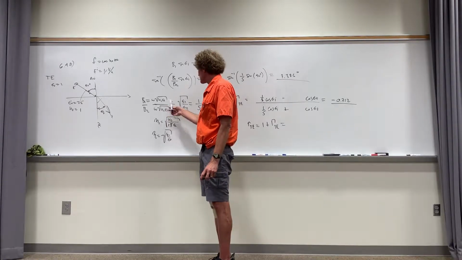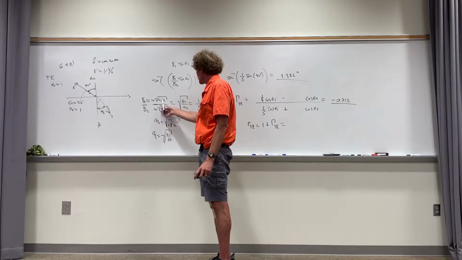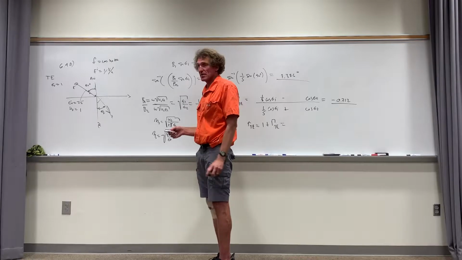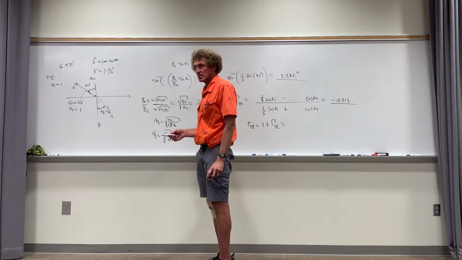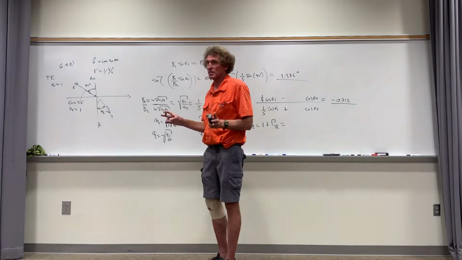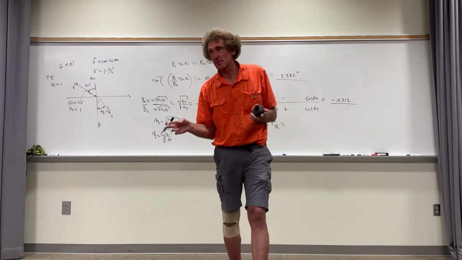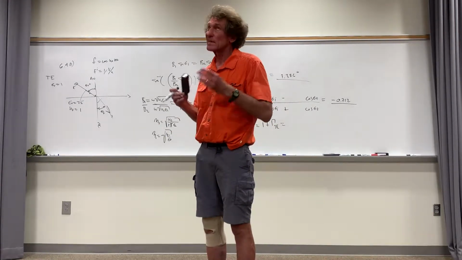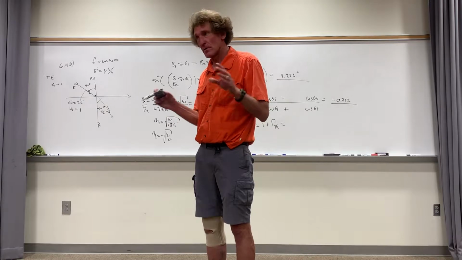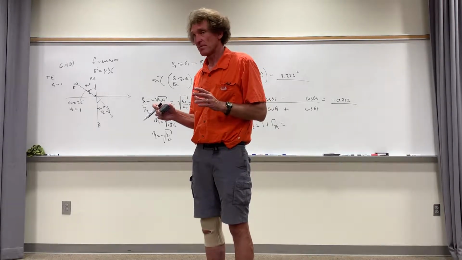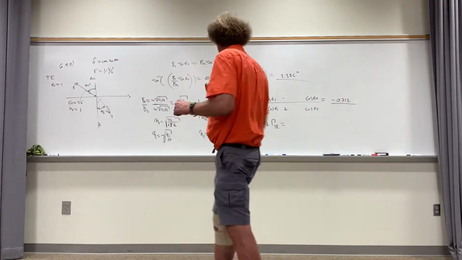Well, that's beta, omega's canceled, you see that? Mu in both is the same. So it's got to be related to the square root of epsilon 1 over epsilon 2. If mu is the same in both lossless regions, it's always going to be relative to the square root of epsilon relative 1 over epsilon relative 2. Always. Follow me, class?